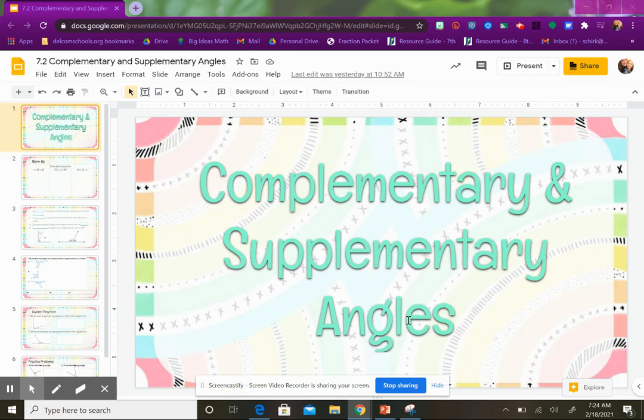Hey guys, today we're going to be doing complementary and supplementary angles.